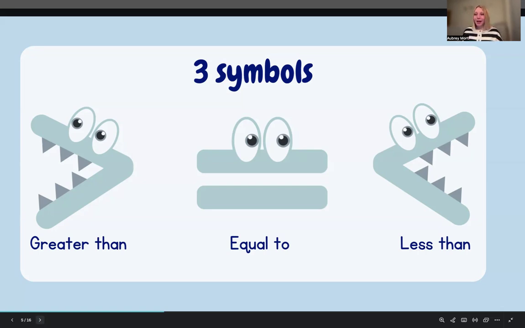So when we are talking about the symbol greater than, we are going to put our hands in front of us. We're going to make a little V, and we're going to turn it to the side. And anytime a number is greater than, we're going to chomp the number. So what do we do when it's the greater than symbol? Yes, we open our hands like a V, turn it to the side, and chomp the bigger number.